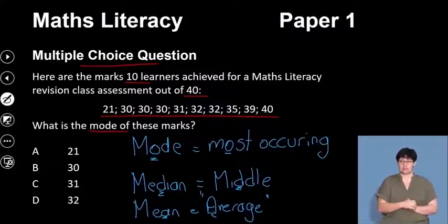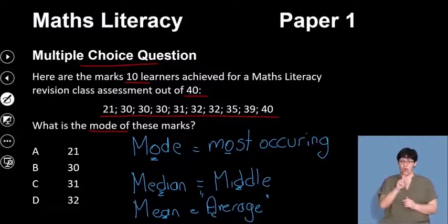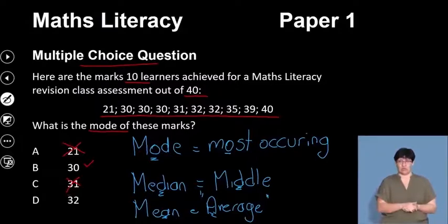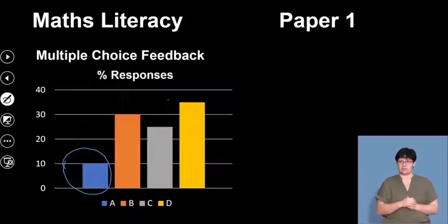Our mode is our most occurring. We check it is in numerical order on our board. There's only one 21, so I know 21's not it. Sorry, there are 3 30s, so that's a possibility. There's only one 31, so it's not it. And there are 2 32s. Now that I've got 3 30s, my answer is actually B. Let's go through to our answers, to see how many people got it correct. 30 people got it correct, and it was B. So that's our correct answer.